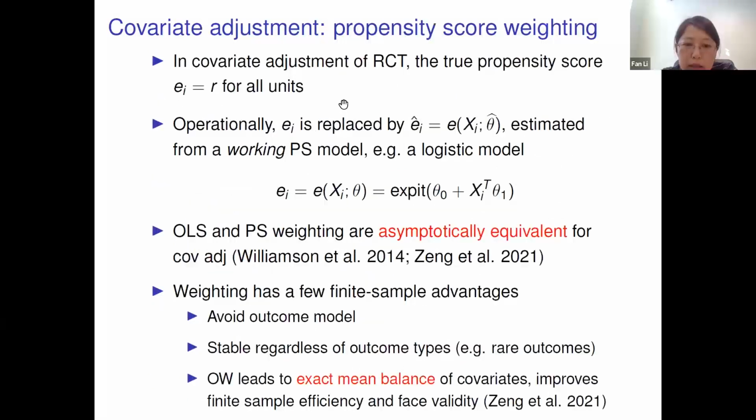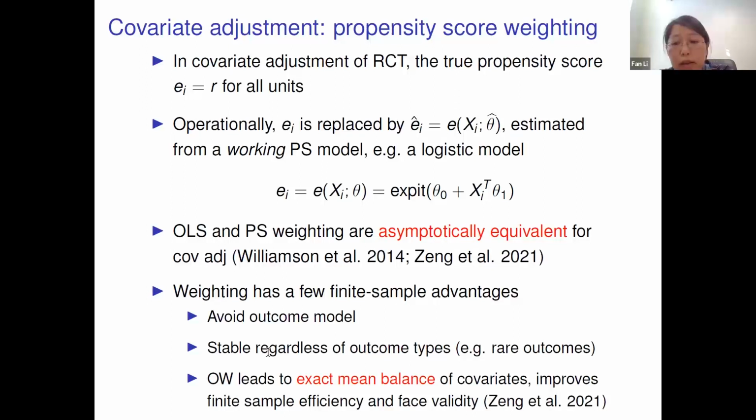Okay, so that avoids the outcome model misspecification, and in some sense, it also avoids people going on a fishing expedition, trying to fish for the best outcome model. So that's the conceptual thing. And second, this is the same regardless of outcome types, whether it's binary or continuous or rare outcomes, it doesn't matter. It's all this weighted average.